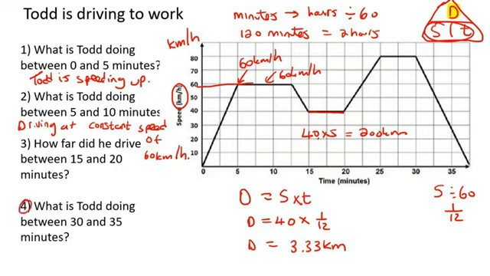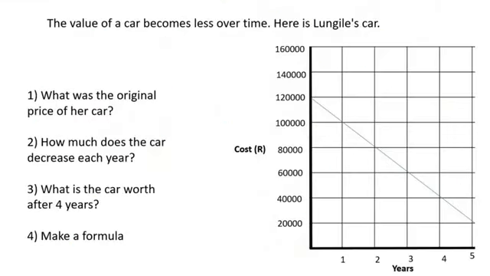Okay, and then this last one says, what is Todd doing between 30 and 35 minutes? So 30 and 35 minutes. Well, you can see what's happening over here. This graph is going down, and this graph is speed. So that means his speed is going down. So speed is decreasing.